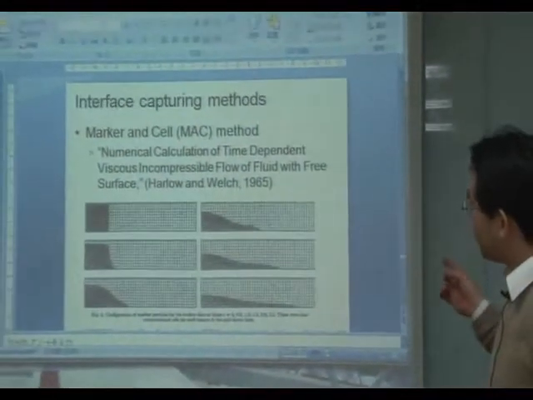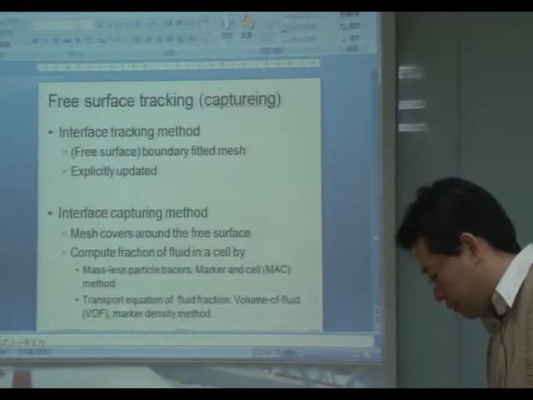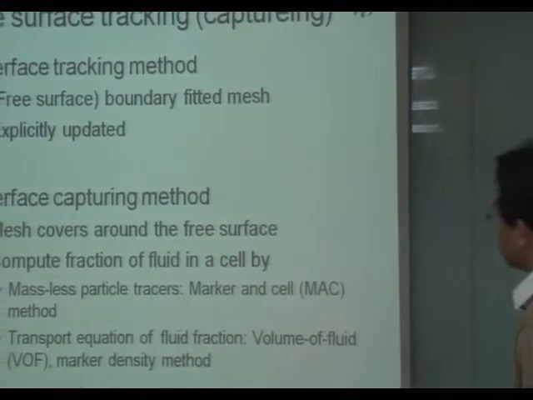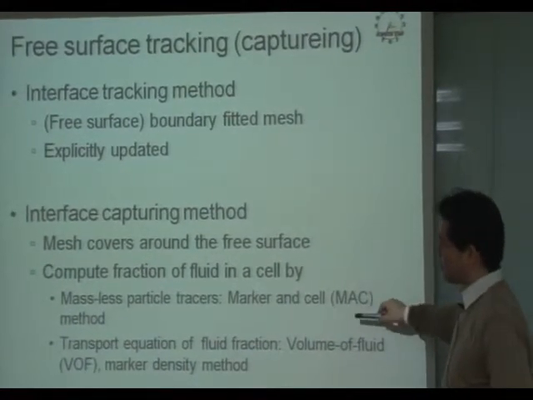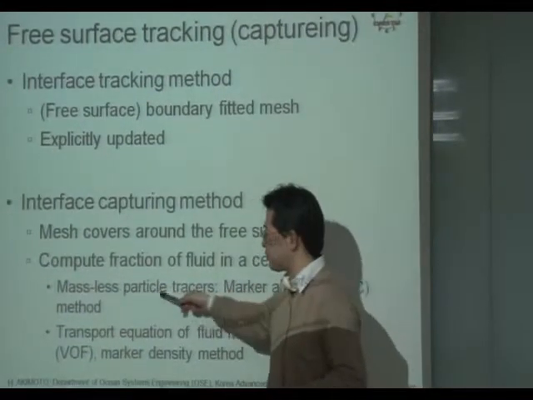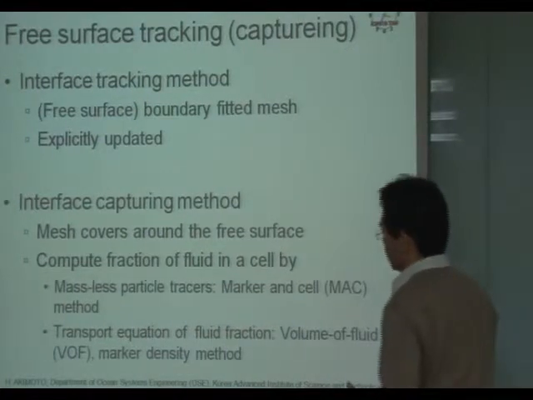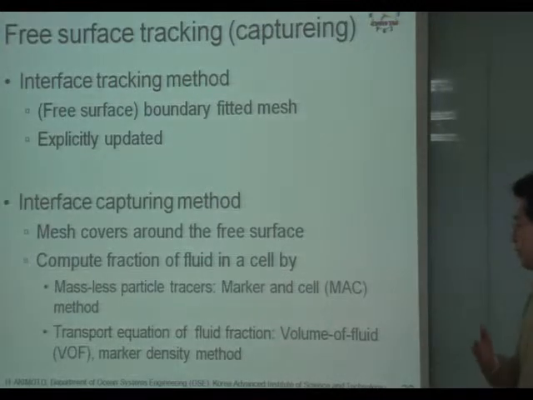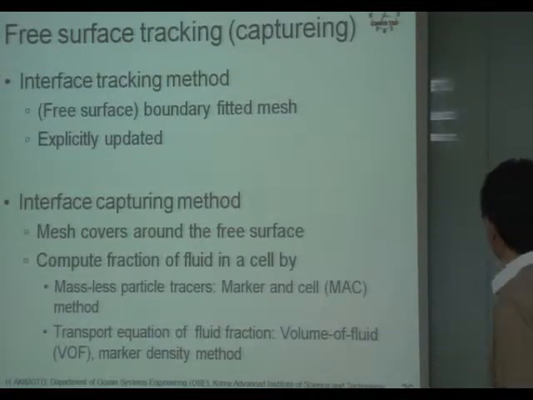The MAC method and the 2-MAC method are using markers for tracking. They are using massless particles or massless segments for tracking the free surface. The next one is the transport equation of marker density or volume of fluid.